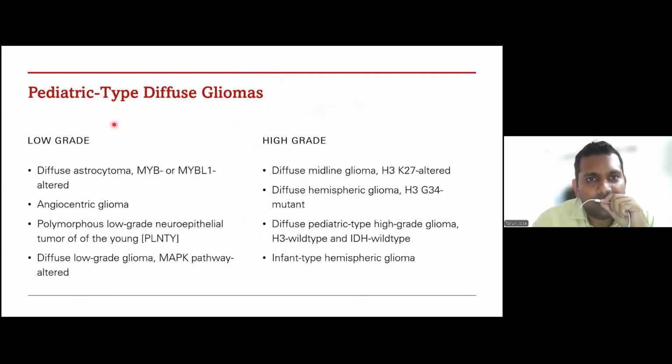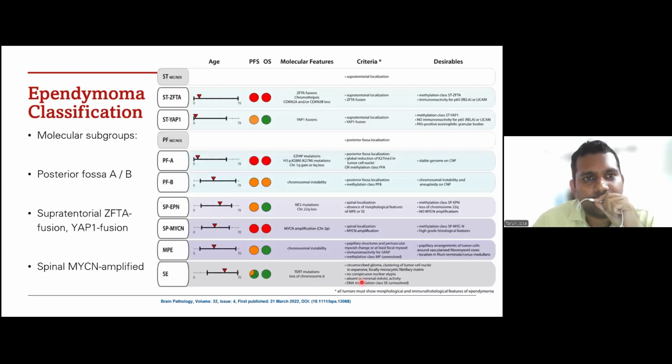Pediatric type diffuse gliomas are of two types: low grade and high grade. Low grade will have diffuse astrocytoma, angiocentric glioma, polymorphous low-grade neuroepithelial tumor, and diffuse low grade glioma. And then high grade will be diffuse midline glioma, H3K27 altered, H3G34 mutant, and there is H3 wild type, IDH wild type, and infant type hemispheric glioma.